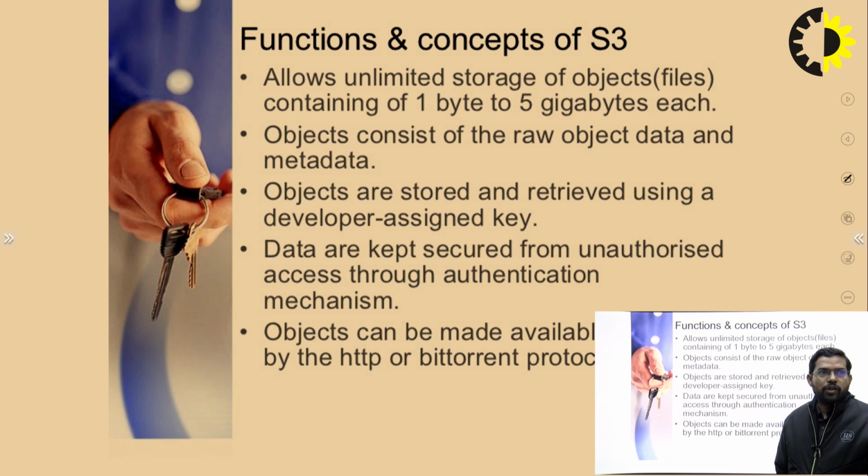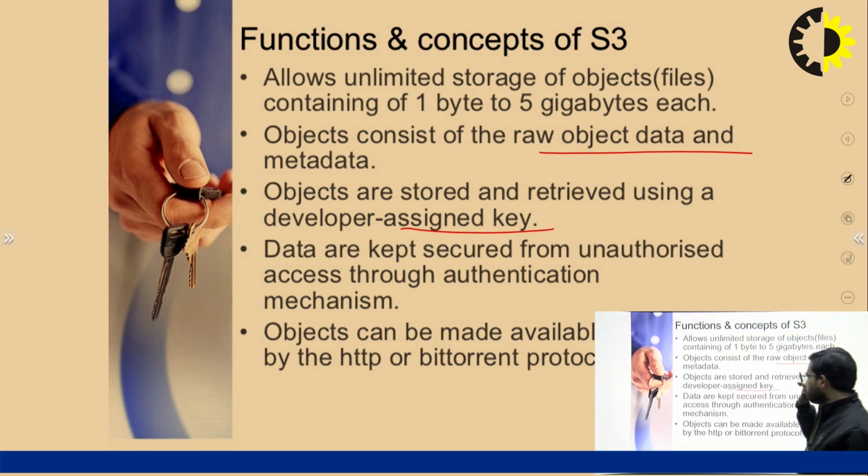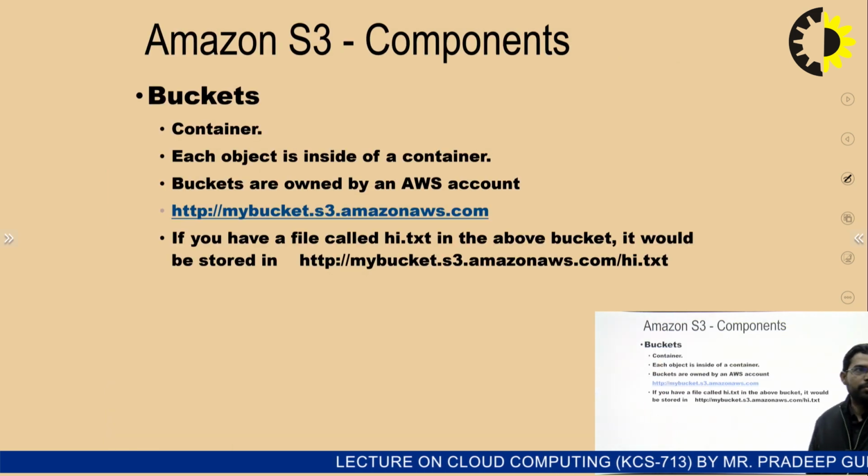So what are the functions and concepts of S3? These are some of the functions. It allows unlimited storage of objects, each file ranging from 1 byte to 5 gigabytes. An object consists of the raw object data and metadata. Objects are stored and retrieved using a developer-assigned key. Data is kept secure from unauthorized access through authentication mechanisms, and objects can be made available to the public by HTTP or the BitTorrent protocol.